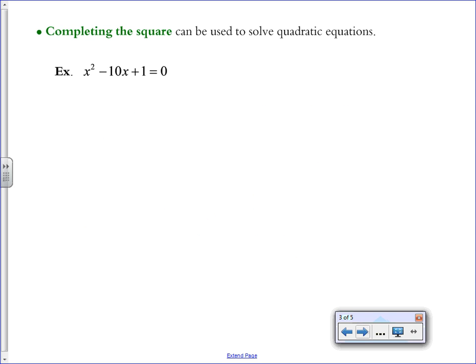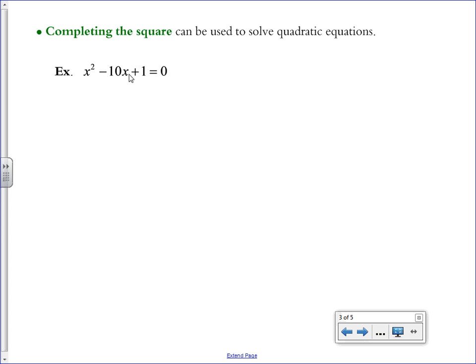The reason we use this is because completing the square can be used to solve quadratic equations. So we've got this quadratic equation here. We're not going to be able to factor this. Nothing multiplies to make 1 that adds up to negative 10. We're not going to be able to use square roots to solve this because we have an x squared term and we have an x term, and it's not a perfect square trinomial. If we can make it a perfect square trinomial, then we'll be able to use the square roots to solve it. So that's what we're going to try to do here. Make it a perfect square trinomial.